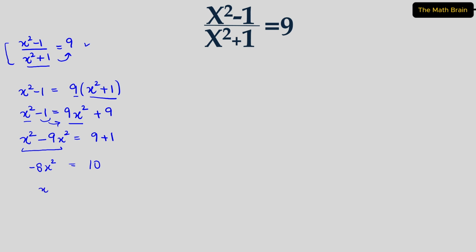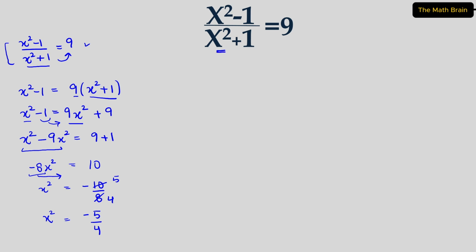Then x square will be minus 10 upon 8. We have taken this term to the right hand side and by dividing we will get, 2 4s are 8, 2 5s are 10. So the value of x square is equal to minus 5 upon 4. But here we need the value of x.